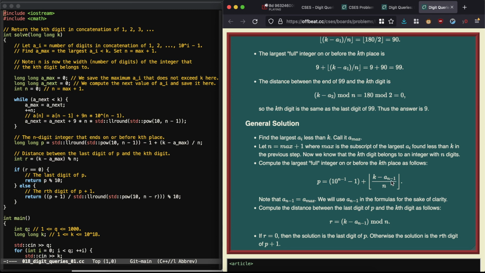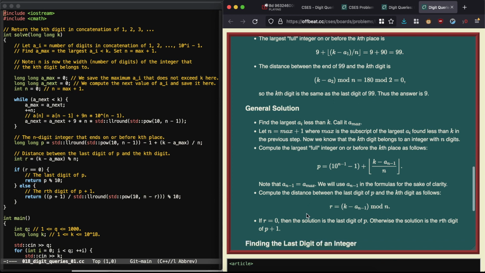And we can write it as a max, or we can write it as a_{n-1}. It does not matter, because this is the relationship: n equals max plus 1, which means max equals n minus 1. So if our solution integer is an n-digit integer, then the previous one is the n minus 1 digit integer, the largest n minus 1, so the digits consumed up to the largest n minus 1 digit integer. Okay, so we will use a subscript n minus 1 in the formulas for the sake of clarity.